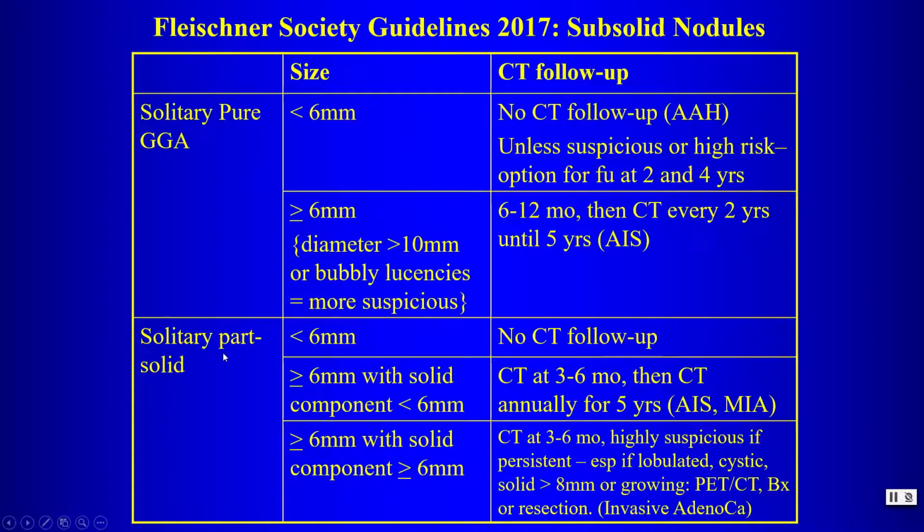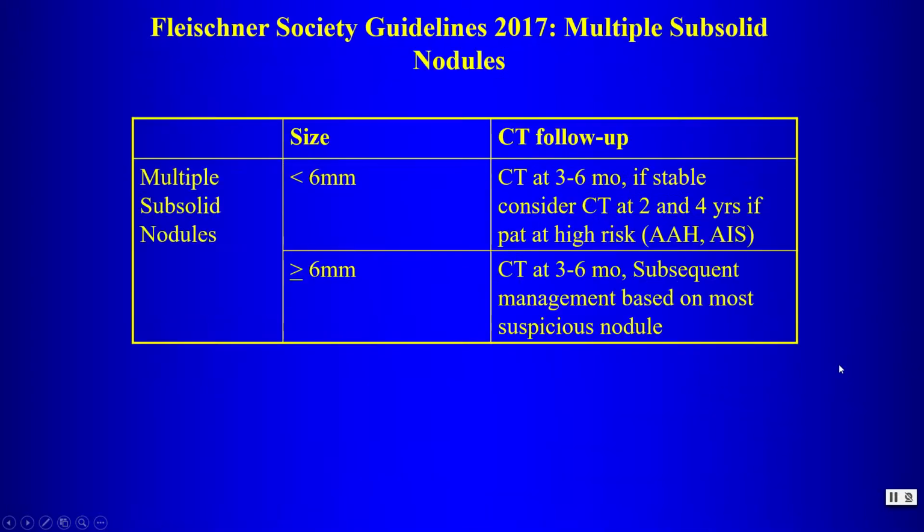If there's a small solid component in the nodule, and the nodule is less than 6 millimeters in diameter, again, no follow-up is recommended. On the other hand, if the nodule is greater than or equal to 6 millimeters with a solid component, then we have follow-up starting at 3 to 6 months. And again, we want to follow the nodule for 5 years before we decide that the nodule is benign, because these nodules, if they are malignant, might represent adenocarcinoma in situ or minimally invasive adenocarcinoma.